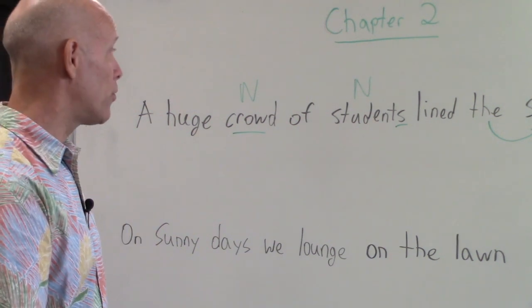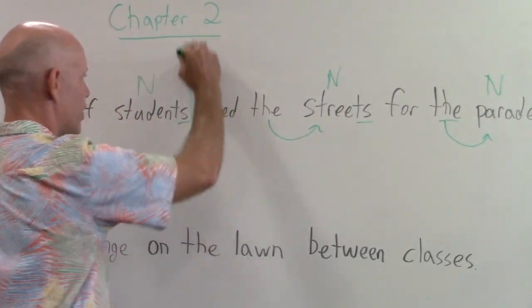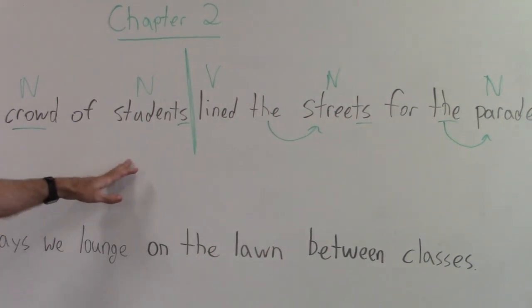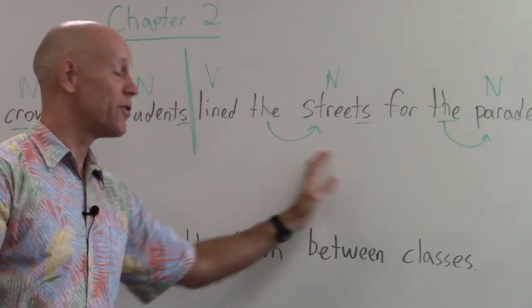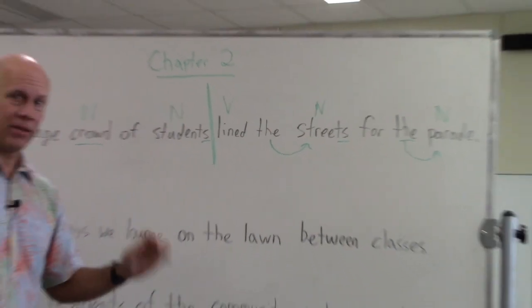Lined. Yeah, what happened? It lined the street. So this is our verb here. And already we have a subject and a predicate. All this together is noun phrase 1. All this together is the predicate of the sentence. Okay? If you could just do that for now, you're doing pretty good.